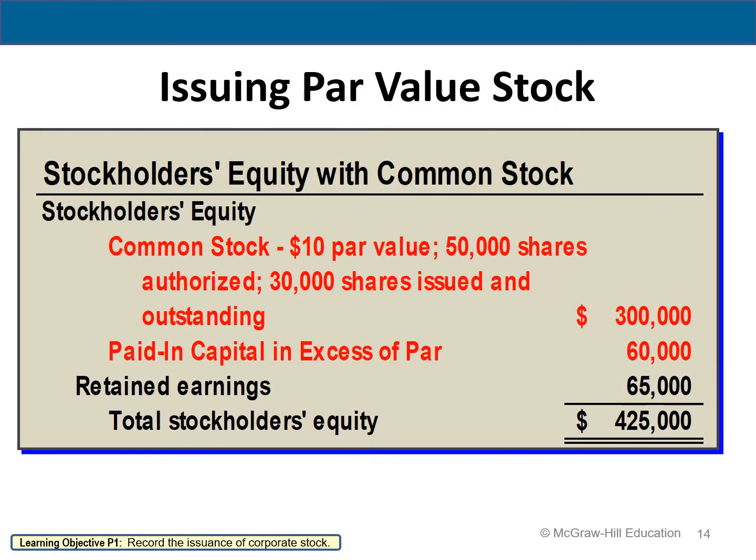And so if we were to look at what the stockholder equity section of our balance sheet looks like after that transaction, you'd have your common stock account with your key characteristics in the description, so your par value, how many shares are authorized, and how many shares are issued and outstanding. You have your 300,000 common stock, you have your 60,000 paid in capital in excess of par, and then retained earnings for a total stockholder equity of $425,000.